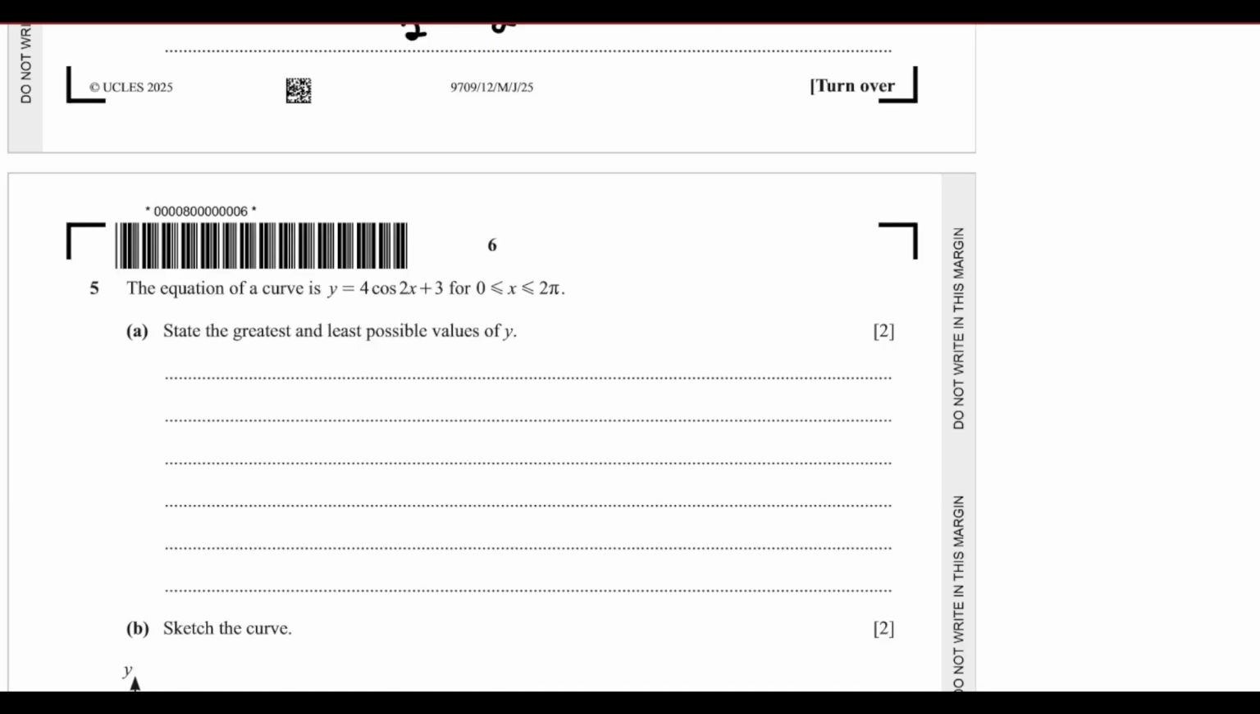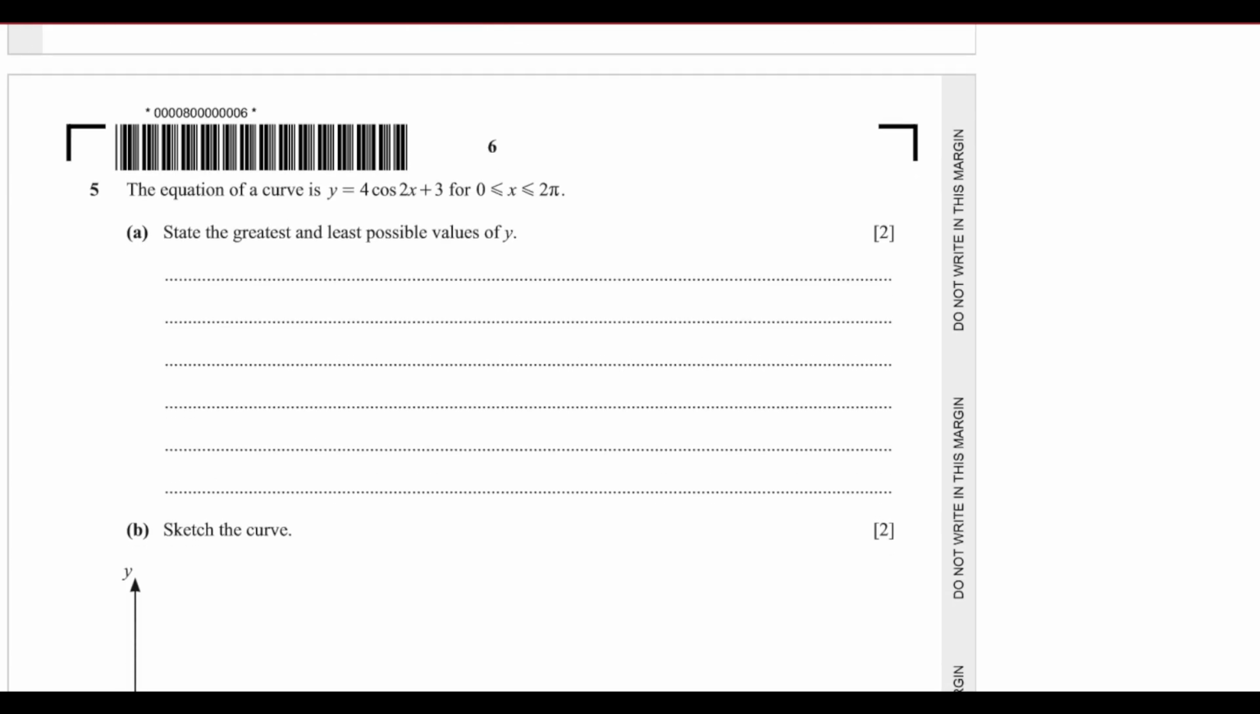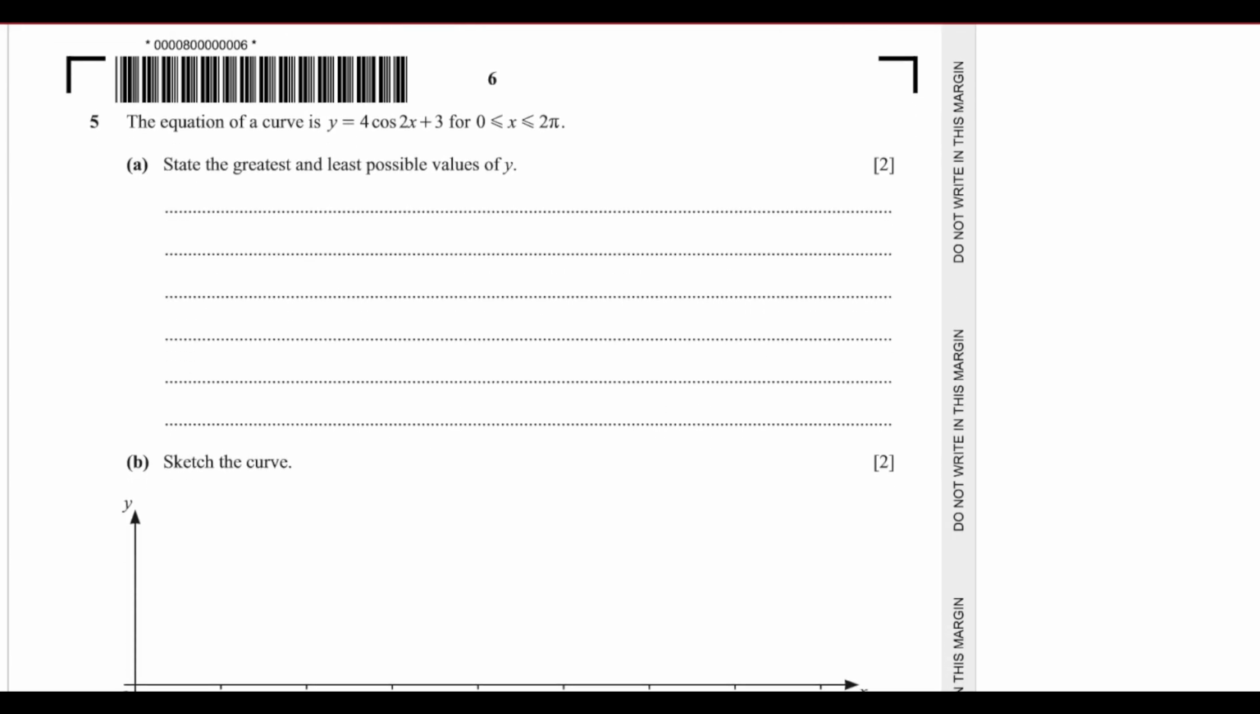Okay, question 5. Question 5 is obviously trigonometry, which is chapter 5 in Pure 1. They give us the equation of a cosine curve that's been transformed a bit, and we're working in radians because we're between 0 and 2 pi for x. Now we need to state the greatest and least possible values of y. Now, how would I do this? Like, if you think of the original cosine curve, what happened to it over here?